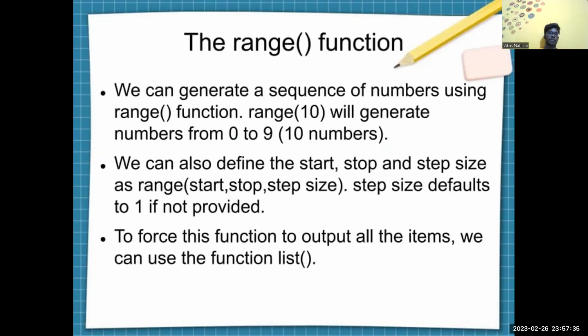The second one, the main one, is the range function. We can generate a sequence of numbers using the range function. Range 10 will generate numbers from 0 to 9, 10 numbers. We can also define the start, stop, and step size. Step size defaults to 1 if not provided. To force this function to output all the items, we can use the function list.